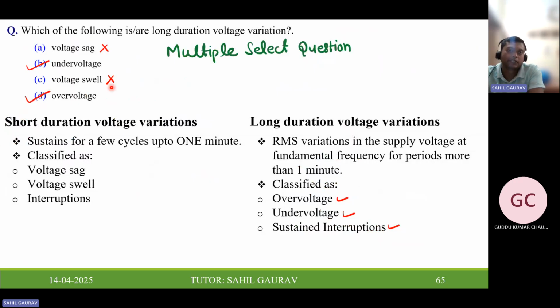Next, which of the following is a long duration voltage variation? There are long duration and short duration voltage variations. What is the difference? Short duration voltage variation sustains for a few cycles up to 1 minute, while long duration voltage variation sustains for periods of more than 1 minute. Long duration can be classified as over voltage, under voltage, and sustained interruption, while short duration can be classified as voltage sag, swell, and interruption.